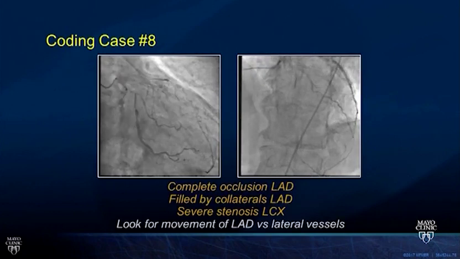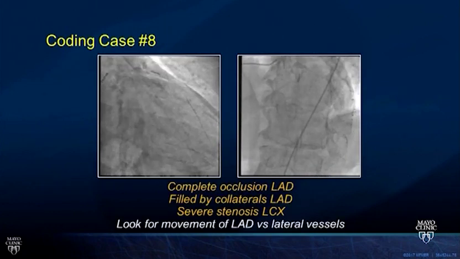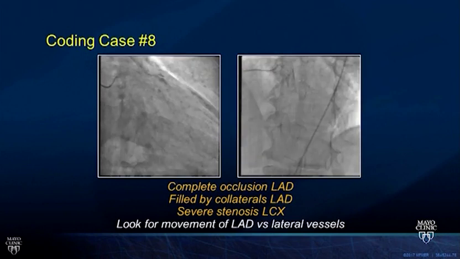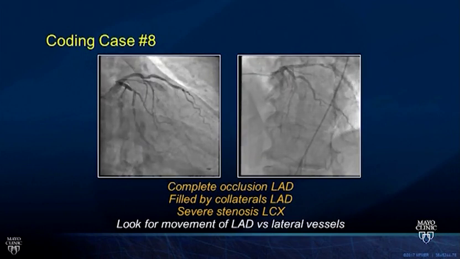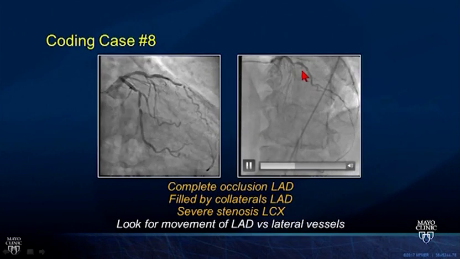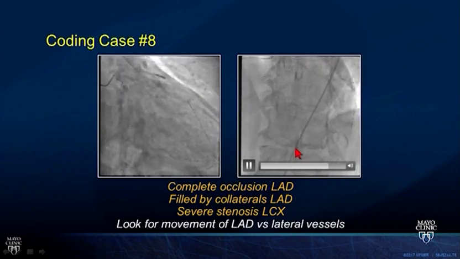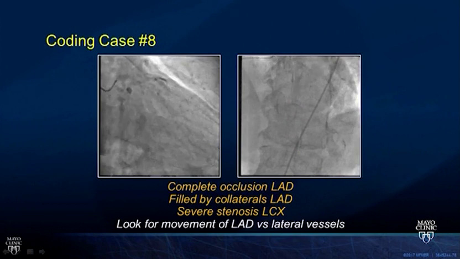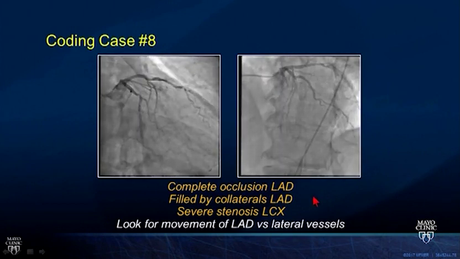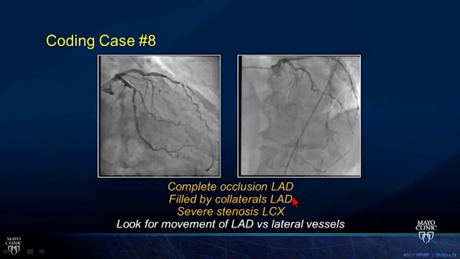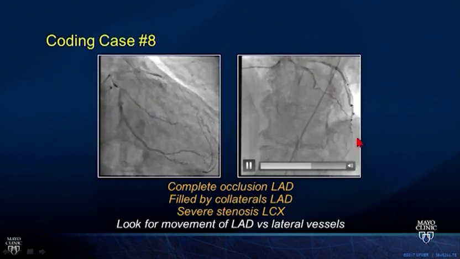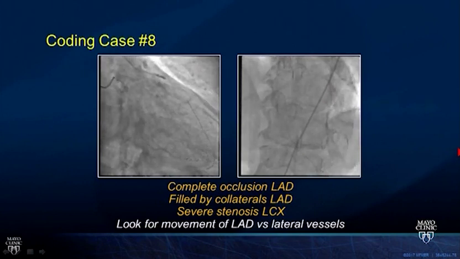Right, and so for this case, there's a lot of things, but I coded a complete occlusion of the LAD. See that the LAD does not fill at all in the mid-segment, and then you can see it filling by collaterals. So I did say the LAD is filled by collaterals from the diagonal. You see this big diagonal coming down and filling the distal LAD.